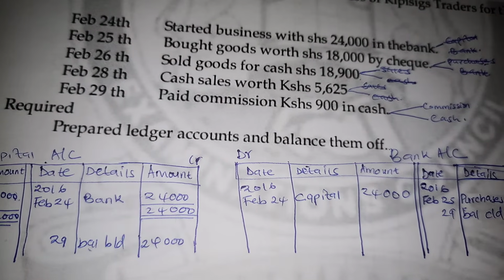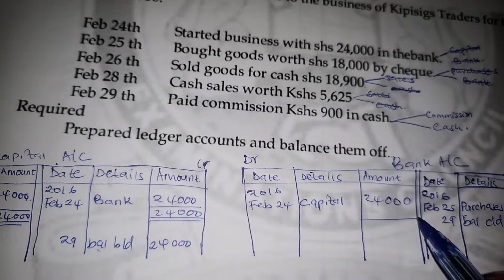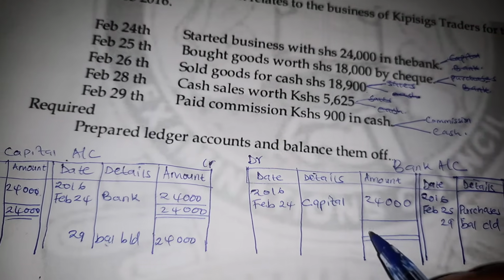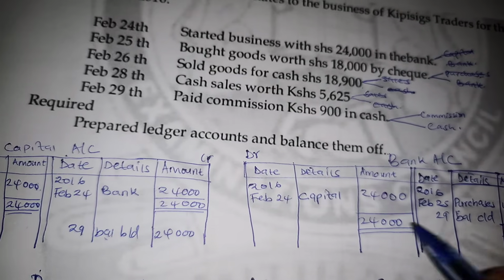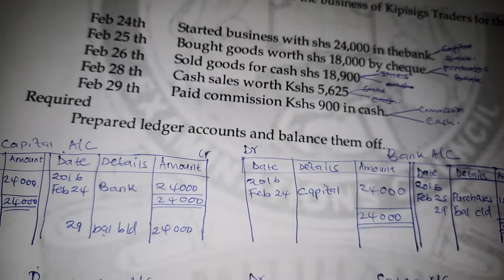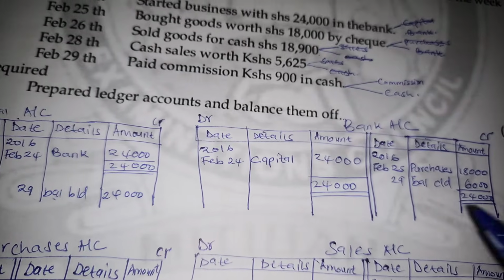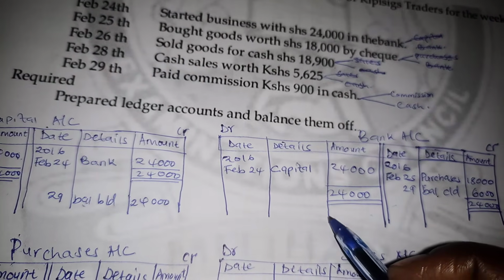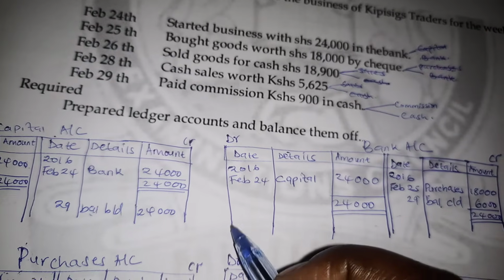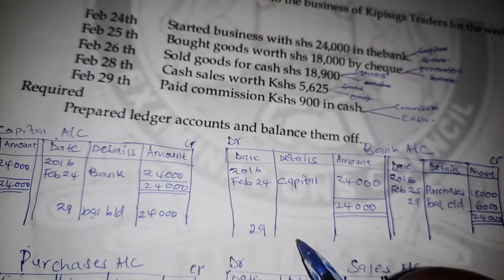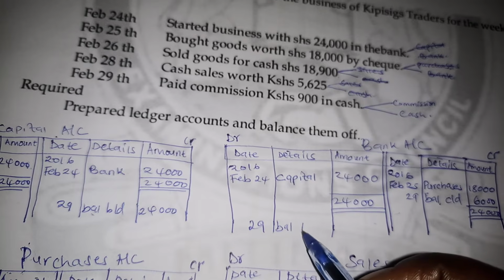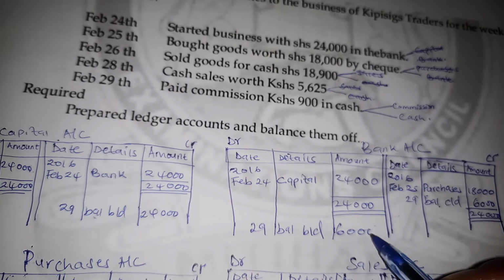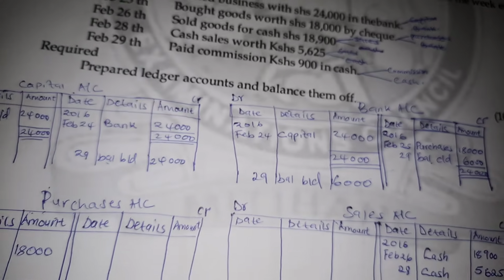Then you get the totals for both the debit and the credit side to give us 24,000, 24,000. And always remember to bring down this balance. So the balance is brought down on 29th of February. Balance brought down is 6,000 for the bank account.